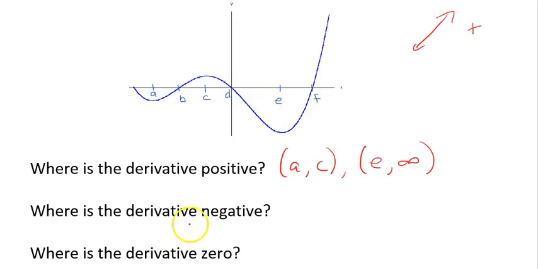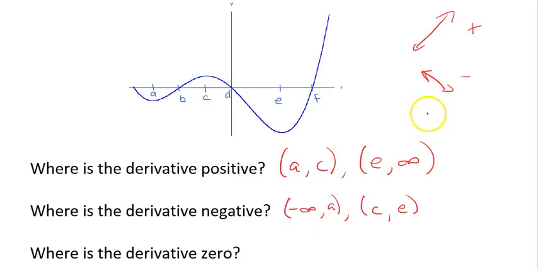Okay, so the next question is, where is the derivative negative? And if you think about it, a negative slope is when you have a downhill line. And so where would you draw tangent lines that would be going downhill? Right, this first part, so from negative infinity to A, would be downhill, and then C to E is a downhill section, so C to E would be another section where we would have negative slopes of our tangent lines. It's downhill.